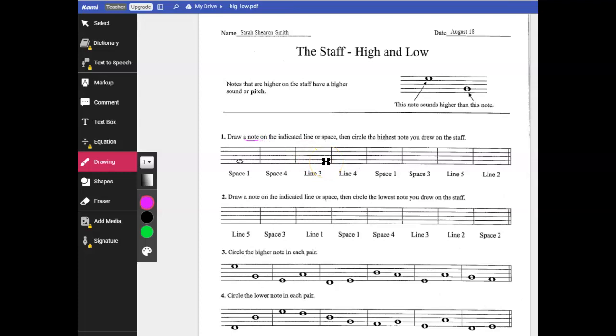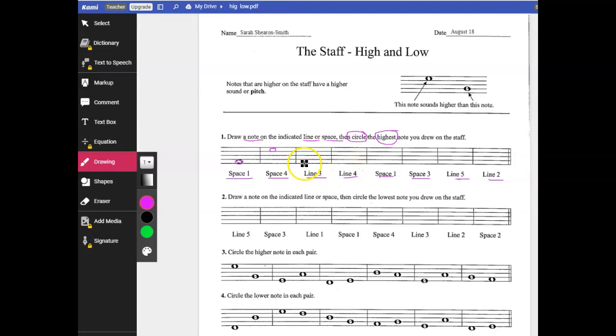Again, we're not doing numbers. We're going to draw a note on the indicated line or space. Then you're going to circle the highest note that you drew on this staff. Here you definitely want to make sure that you're noticing whether it's a space or a line note. And then here they give it for you. This is in space 1. So here we go, space 1. And then this would be space 4. Again, we're going to count up from the bottom: 1, 2, 3, 4, and do a space note here.